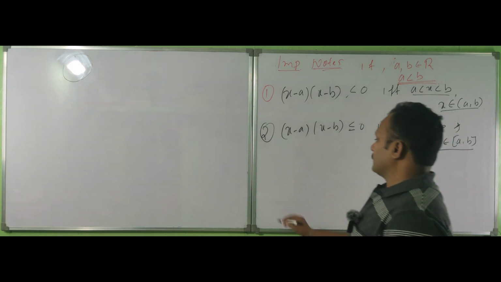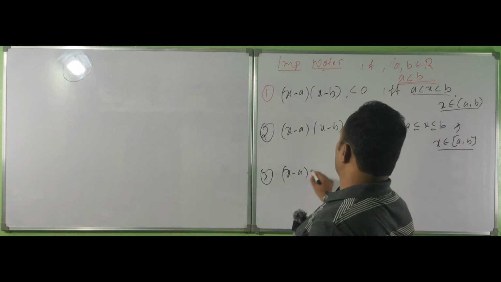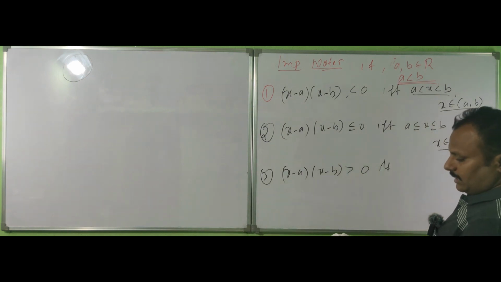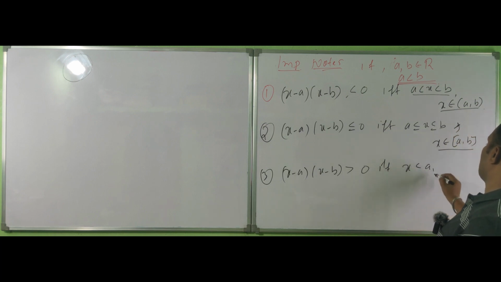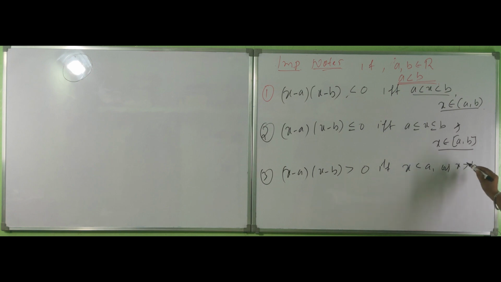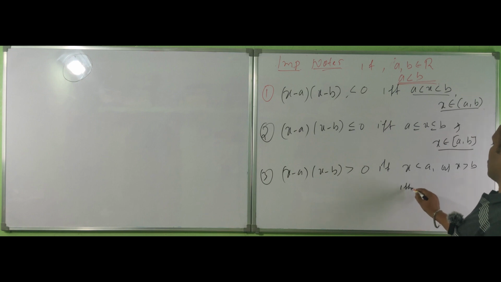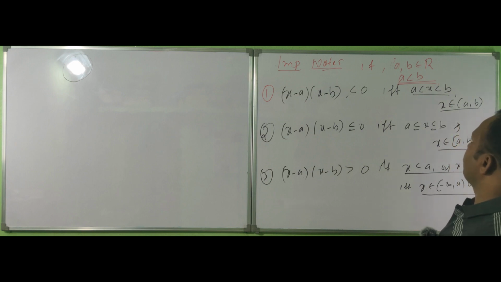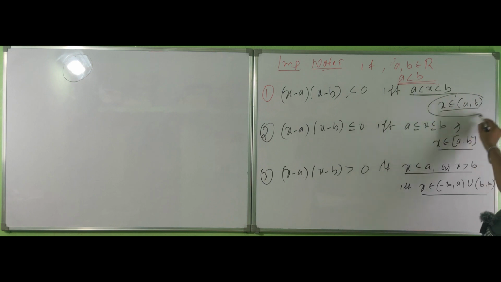Then third one: x minus A into x minus B greater than 0 if x is less than A or x is greater than B. That is, x belongs to minus infinity to A union B to positive infinity. This is bracketization only.